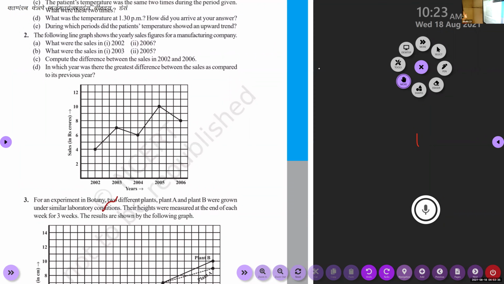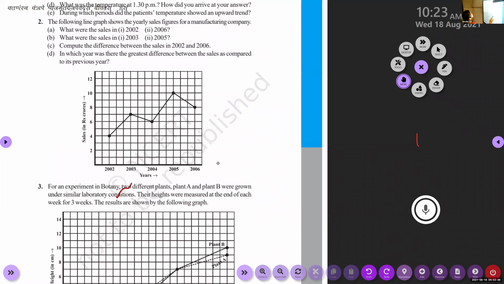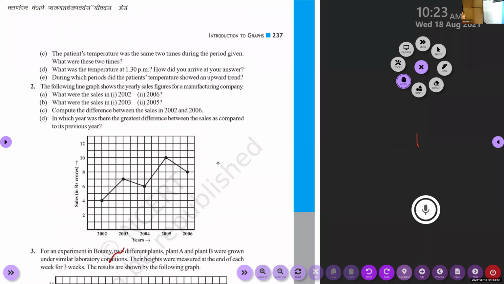Okay, start reading. The following line graph shows the yearly sales figures for a manufacturing company. All of you look at the figure. You can see the x-axis represents years, and the y-axis represents sales of the company in crores: 2 crore, 4 crore, 6 crore, in that way. The years shown are 2002, 2003, 2004, 2005, and 2006.